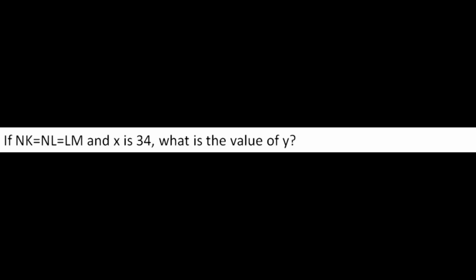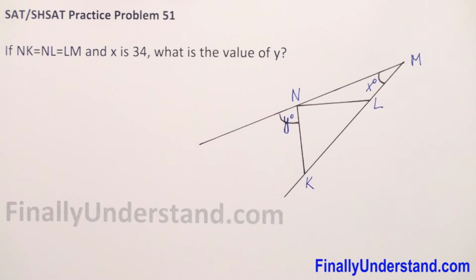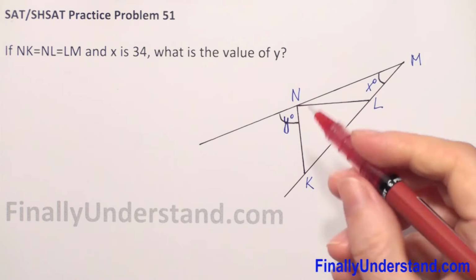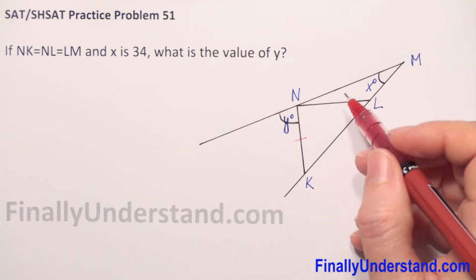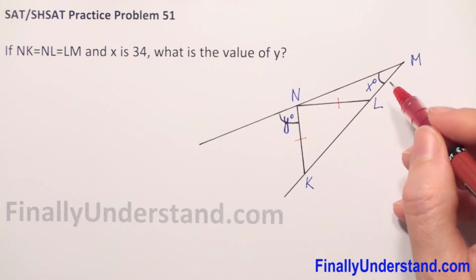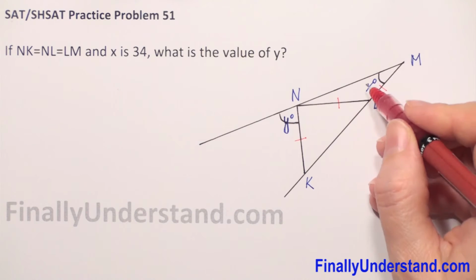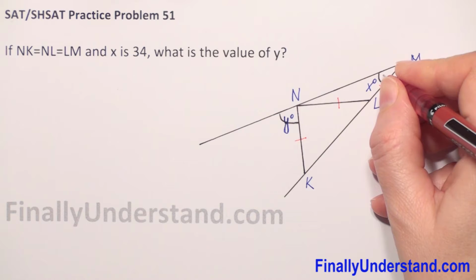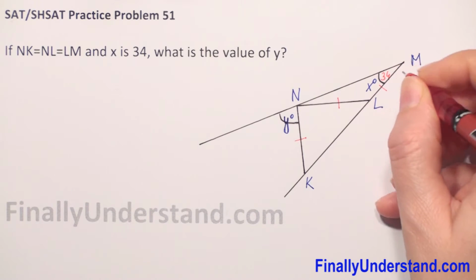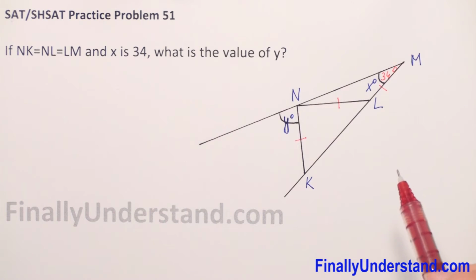If NK is equal to NL and to LM, and x is 34 degrees, what is the value of y? So what do we have given? We have given that NK is equal to NL and to LM. X is 34 degrees. And we need to find the y.